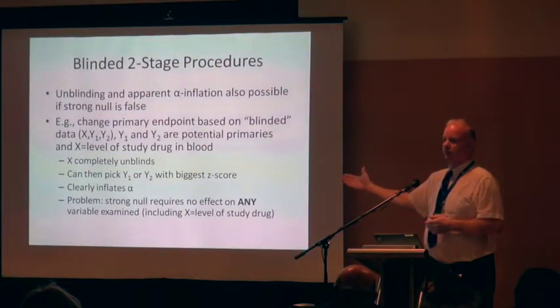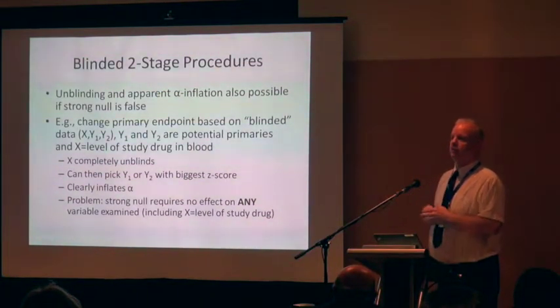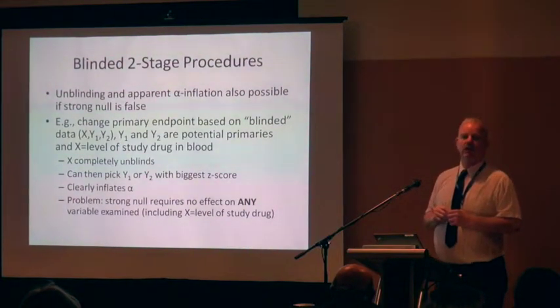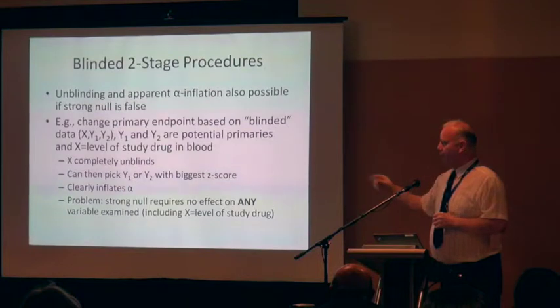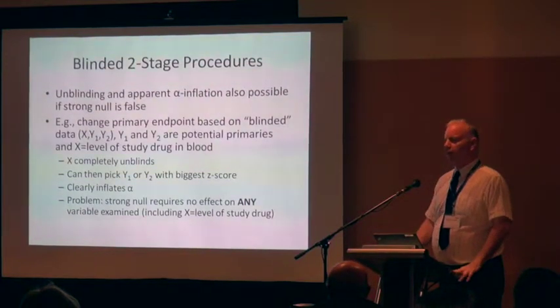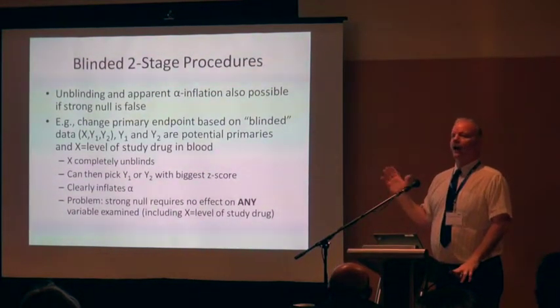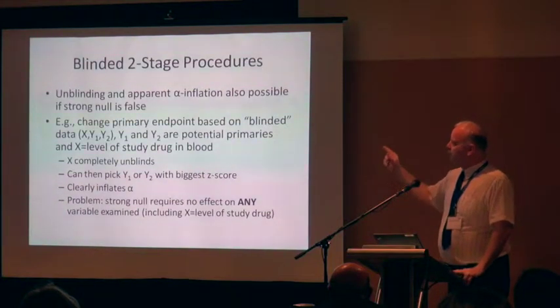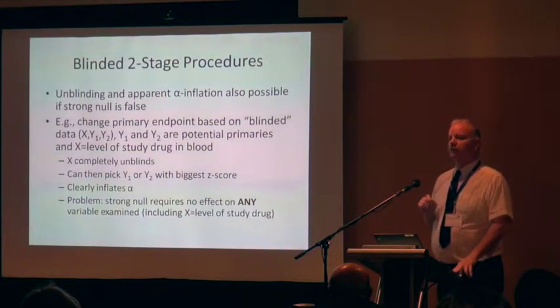Then you could look at the z-scores for each of the two primary endpoints, and you could pick the one that has a bigger z-score. And clearly that has to inflate the type 1 error rate. So that is not a valid procedure. So you say, well, what went wrong here? Actually, nothing went wrong. Because remember, you're testing the strong null hypothesis that treatment doesn't have an effect on anything.